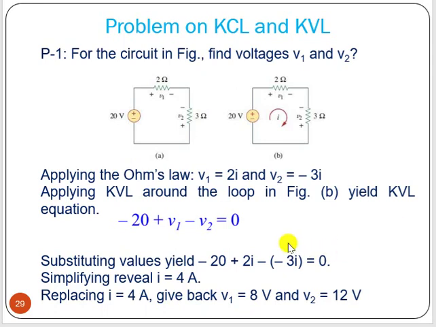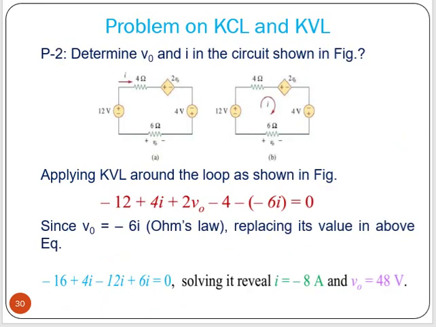After some time, we can find these voltages directly by applying the voltage division rule, because this voltage is divided across these two resistors. So we can find them that way also, which we will do later.